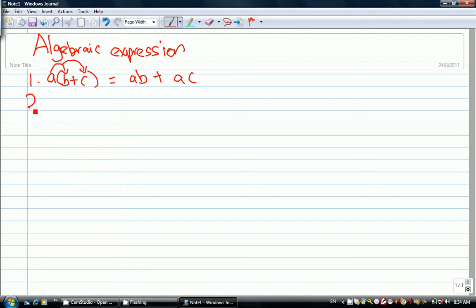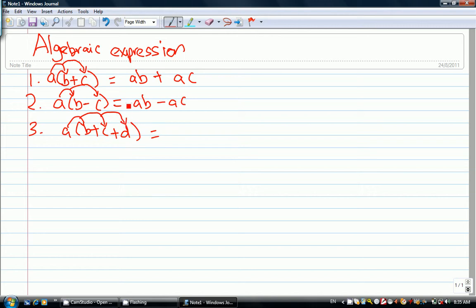Alright, so the second example is a bracket b minus c. You multiply a and b and then you multiply a and c. You get ab minus ac. Alright, third. You might chance upon something more complicated. It's pretty much the same thing. You multiply a into b, into c, you multiply d as well. So you get ab plus ac plus ad.